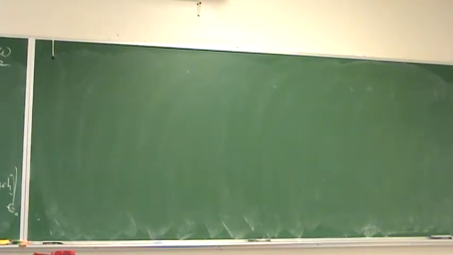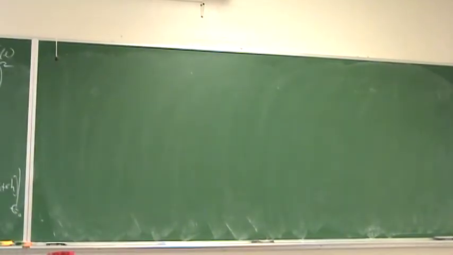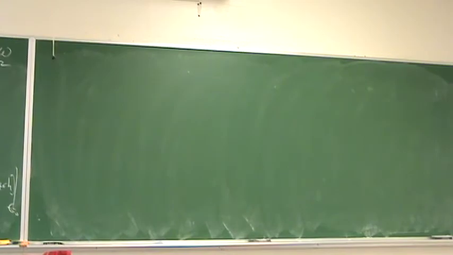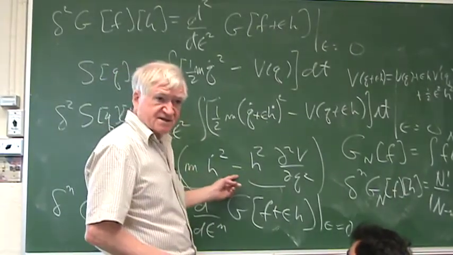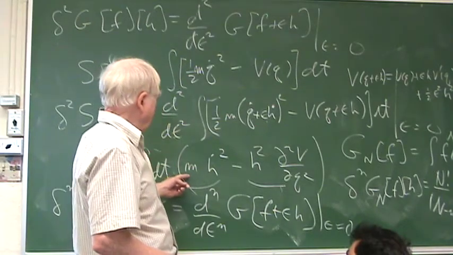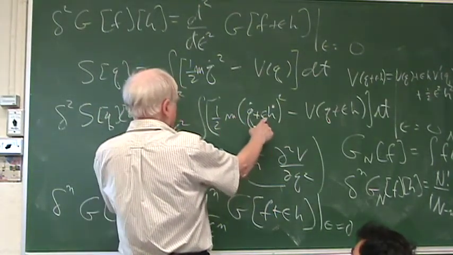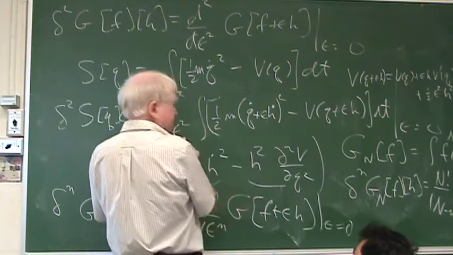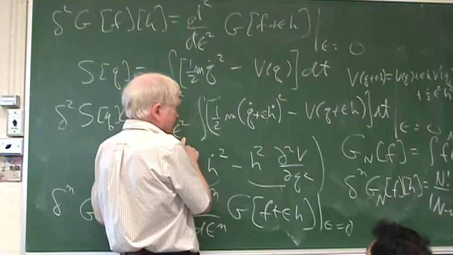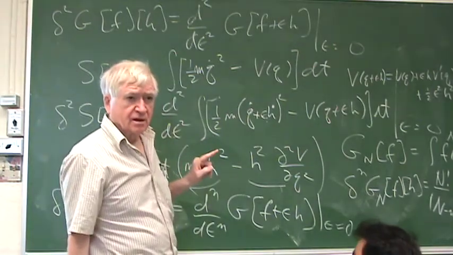Yeah. I'm sure I'm just misunderstanding. But in the second to bottom line on the board, how did I get this? Not that I understand the differentiation of the second term, but the m h dot squared. Well, there was an m here. One half, and here you have epsilon squared h dot squared. You take the second derivative with respect to epsilon. That gives you then a 2. Yeah, okay.